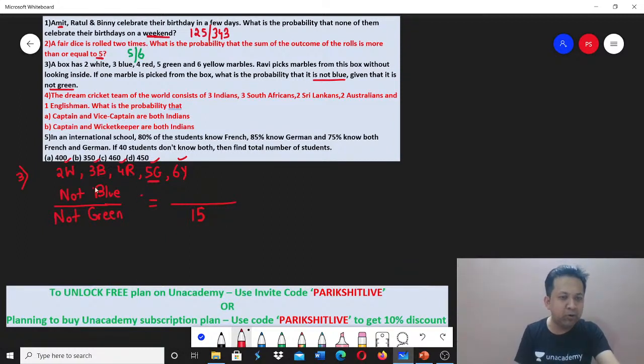Out of these 15 balls, how many are not blue? There are 3 blue. 3 blue means not blue will be 15 minus 3, 12. The answer is 12 by 15, which is 4 by 5.